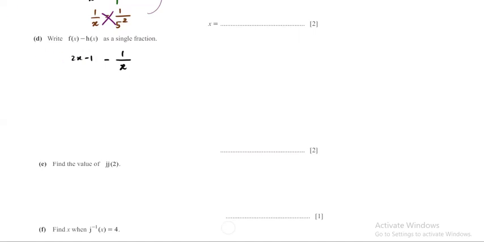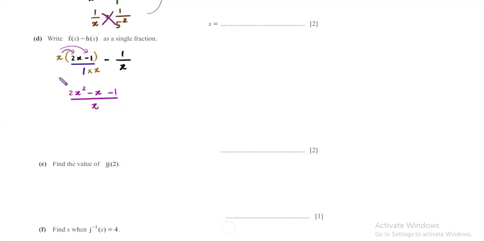Now for this 2x minus 1, there is no denominator, which means there is always an invisible 1. I need to make the denominators the same. To make the denominators the same, I'm going to times this by x, and I need to times the numerator also by that same x. So when I do that, I end up getting x times 2x, which is 2x squared, x times minus 1, that is minus x. Then I have minus 1, I need to deduct this 1, and this entire thing is over x. So this is what I get.